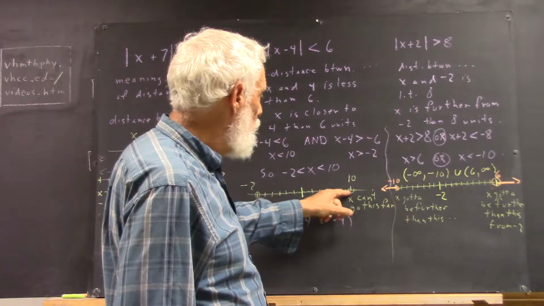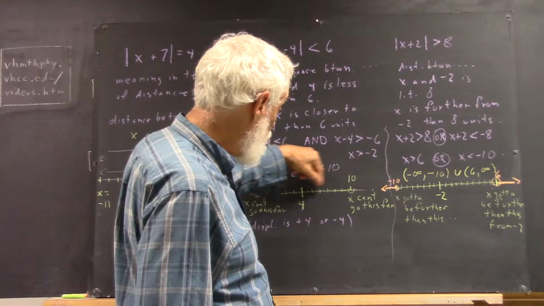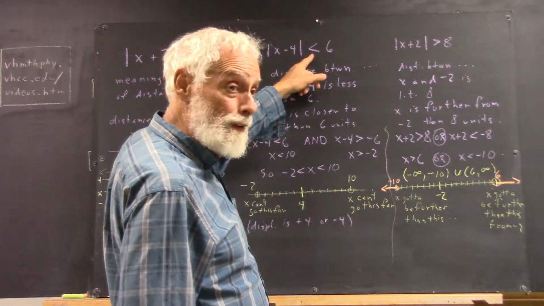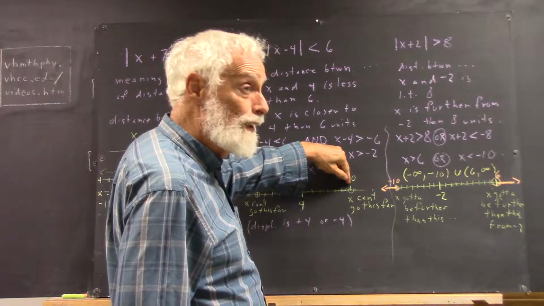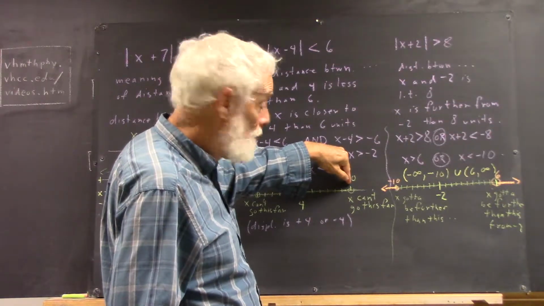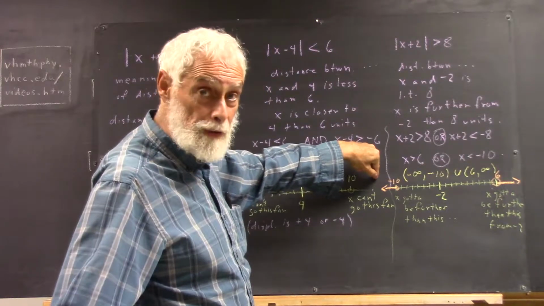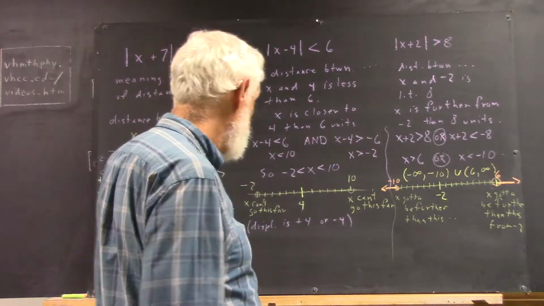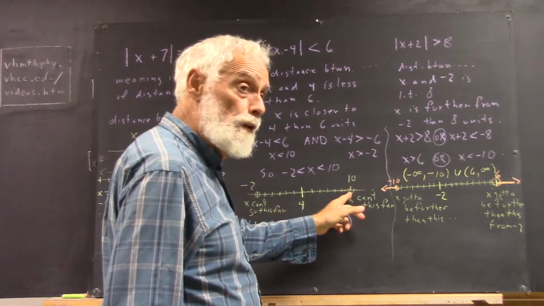X can't go this far. It can go any distance up to this far from 4 and still be distance less than 6, right? But if it goes to this point, the distance is 6, it's not less than 6. And if it goes beyond this point, the distance is greater than 6. So on this side of 4, you can only go up to here.